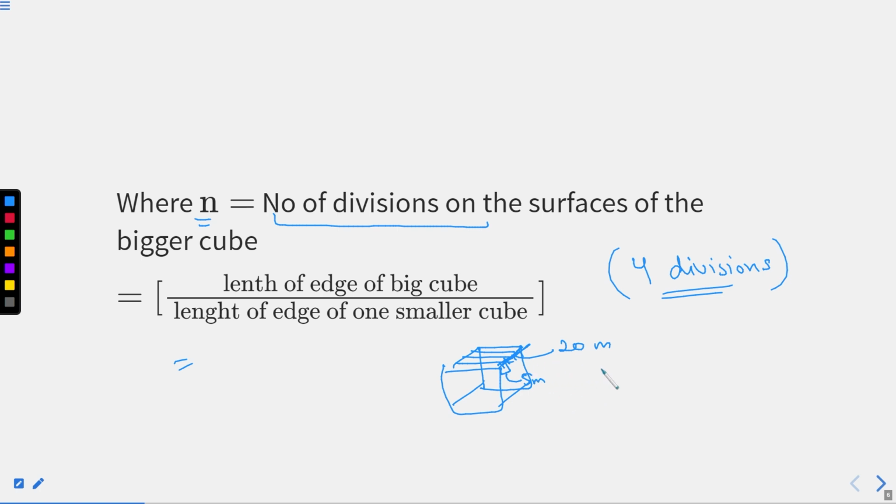So how many divisions will be there? For that, what will we do? We will take the length of the bigger cube, that is 20, and divide it by the length of the smaller cube, that is 5. What do we get? 4. So 4 divisions will be there. This formula can be used in this particular manner. I hope you are clear with this, right? I hope now I have explained everything related to a cube.